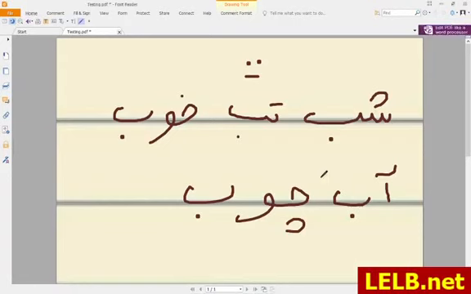And a very good example is kebab, which is originally an Iranian dish or food, kebab. You know, kebab exists in English too, but I think the etymology of this word goes back to the Persian language. So, kebab.